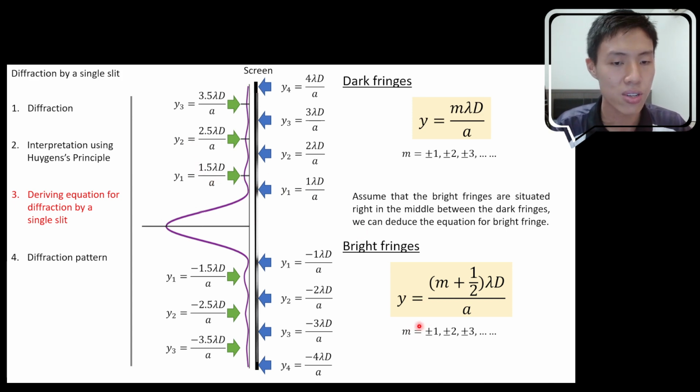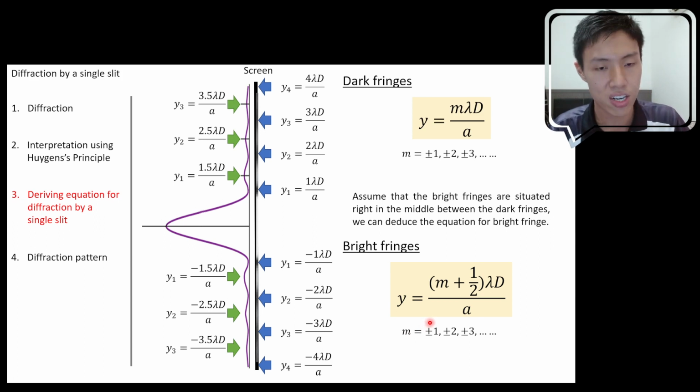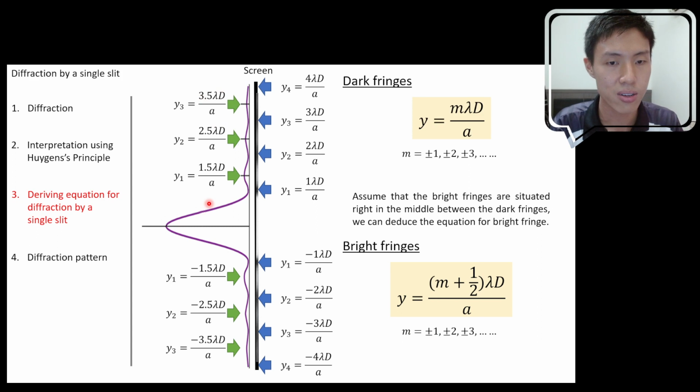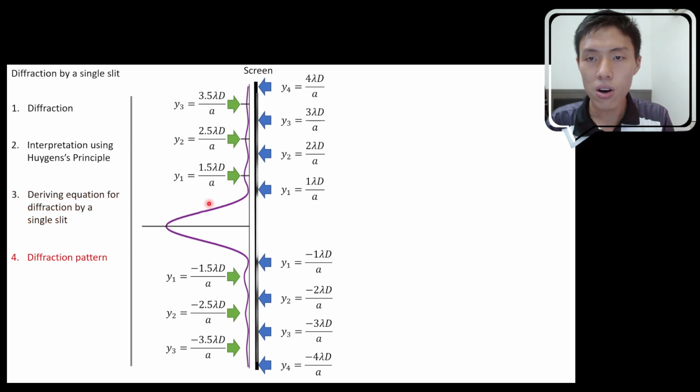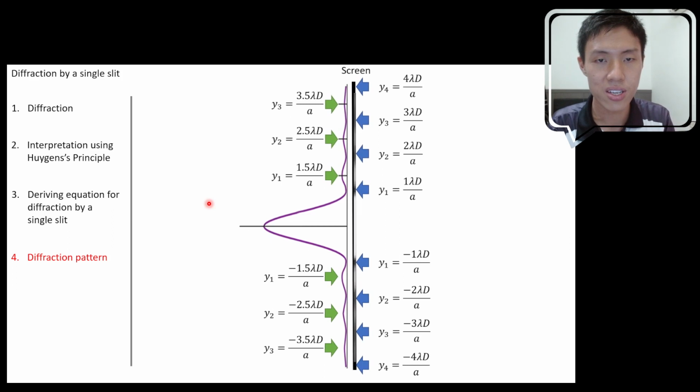So m, you are not allowed to substitute 0 for diffraction. So it will be 1.5, 2.5, 3.5. There's no 0.5 over here. Okay, so you have the equation for dark fringe, you have the equation for bright fringe. Right now let's try to summarize everything in this diffraction pattern over here.